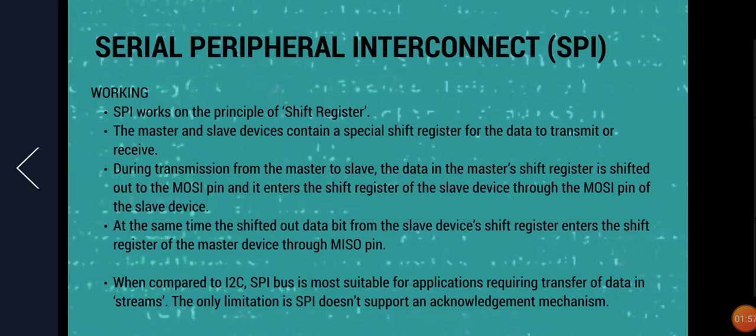So let's see the working of SPI. SPI works on the principle of shift register. The master and slave device contain a special shift register for the data to transmit or receive. During transmission from the master to slave, the data in the master shift register is shifted out to the MOSI pin and it enters the shift register of the slave device through the MOSI pin of the slave device. At the same time, the shifted out bit from the slave device shift register enters the shift register of the master device through the MISO pin.